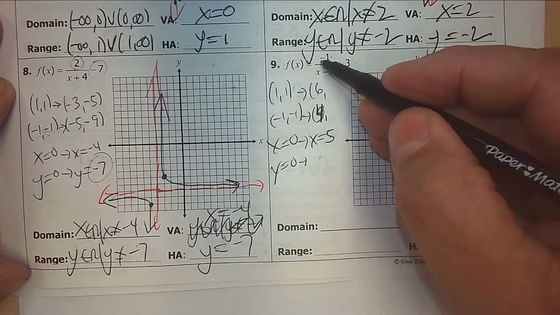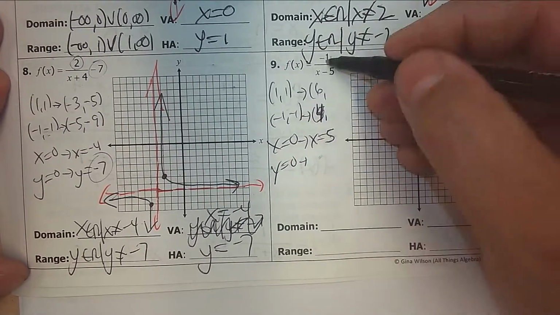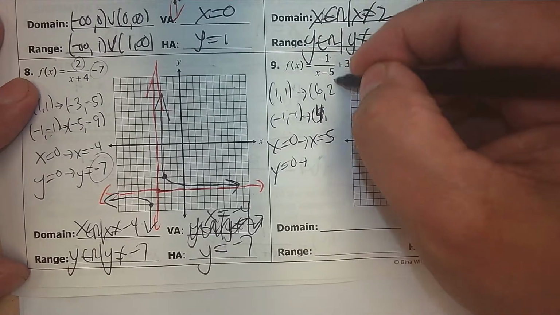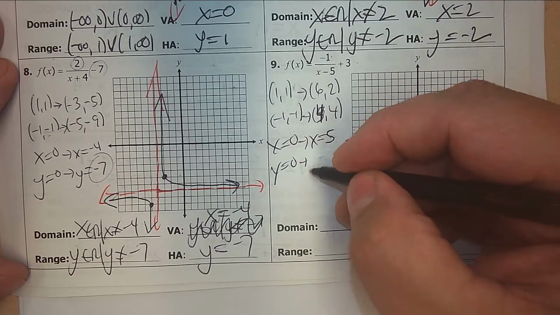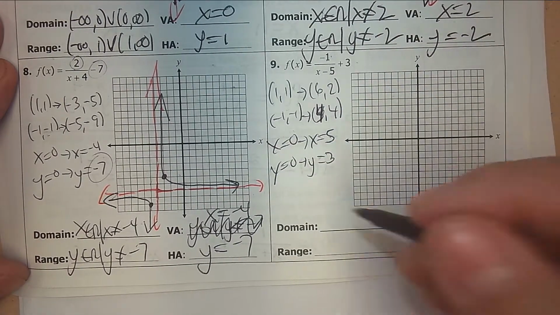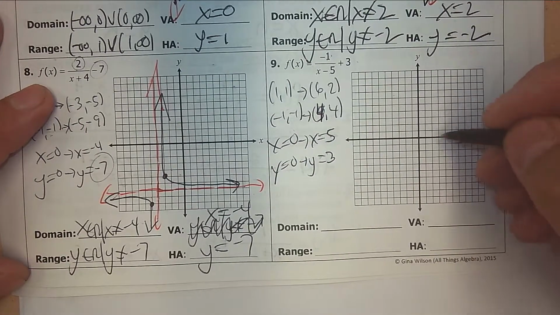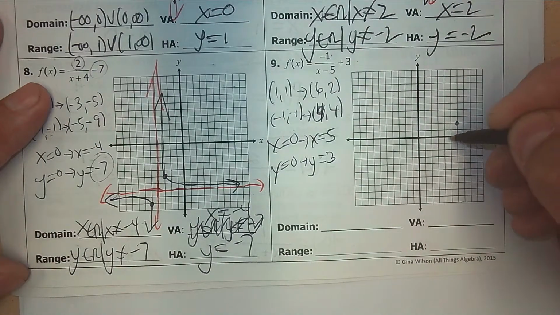So that negative reflects it, so it'll now be in quadrants 2 and 4. So 1 times -1 plus 3. Negative times a negative is 1 plus 3, which is 4. And then 0 times -1, 0 plus 3 is 3. So plot the points. So (6, 2), (4, 4).